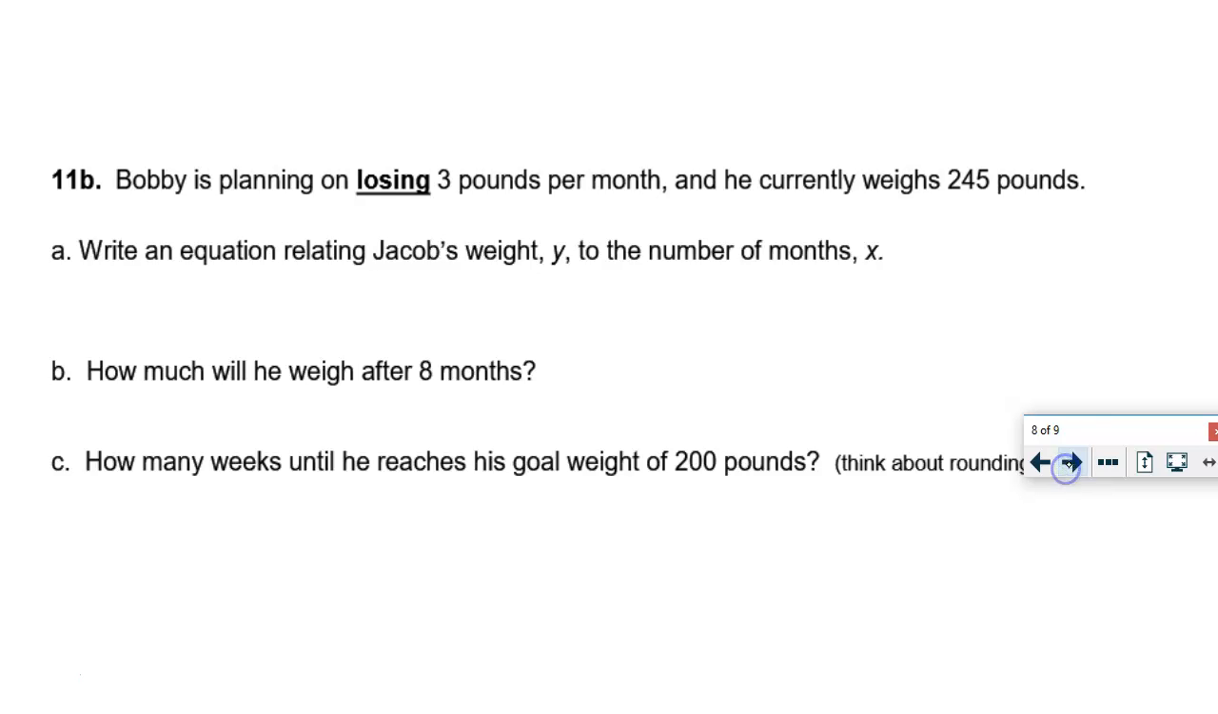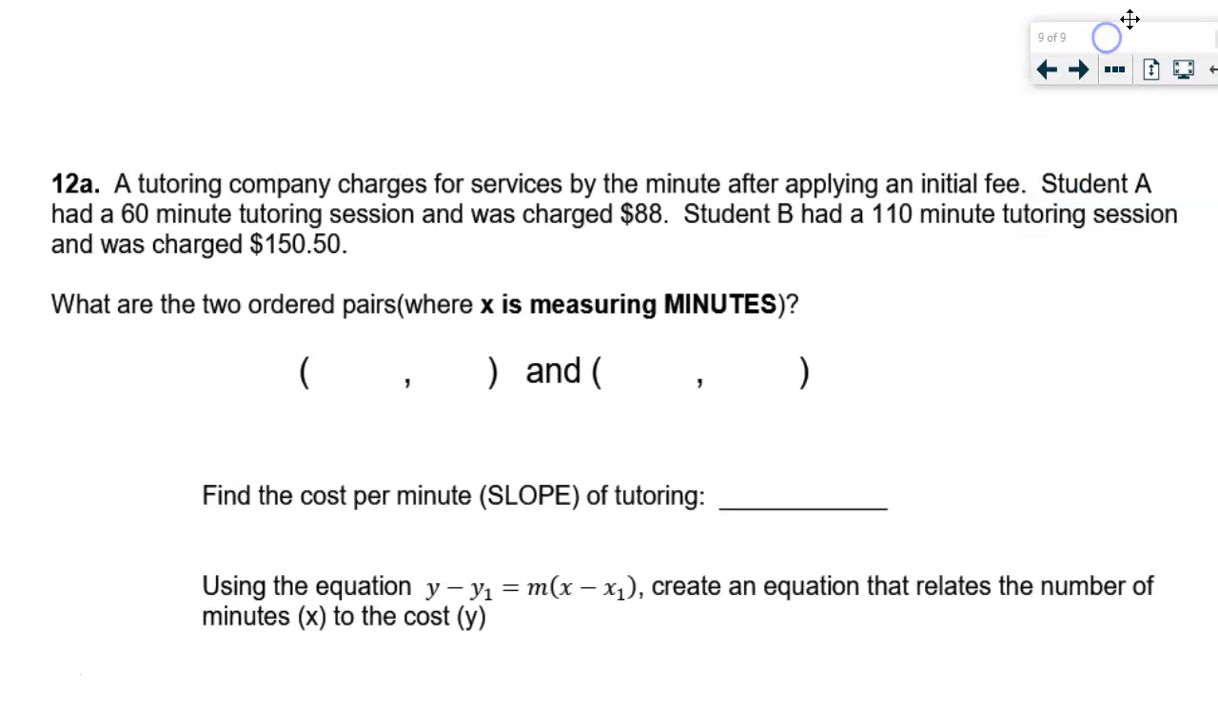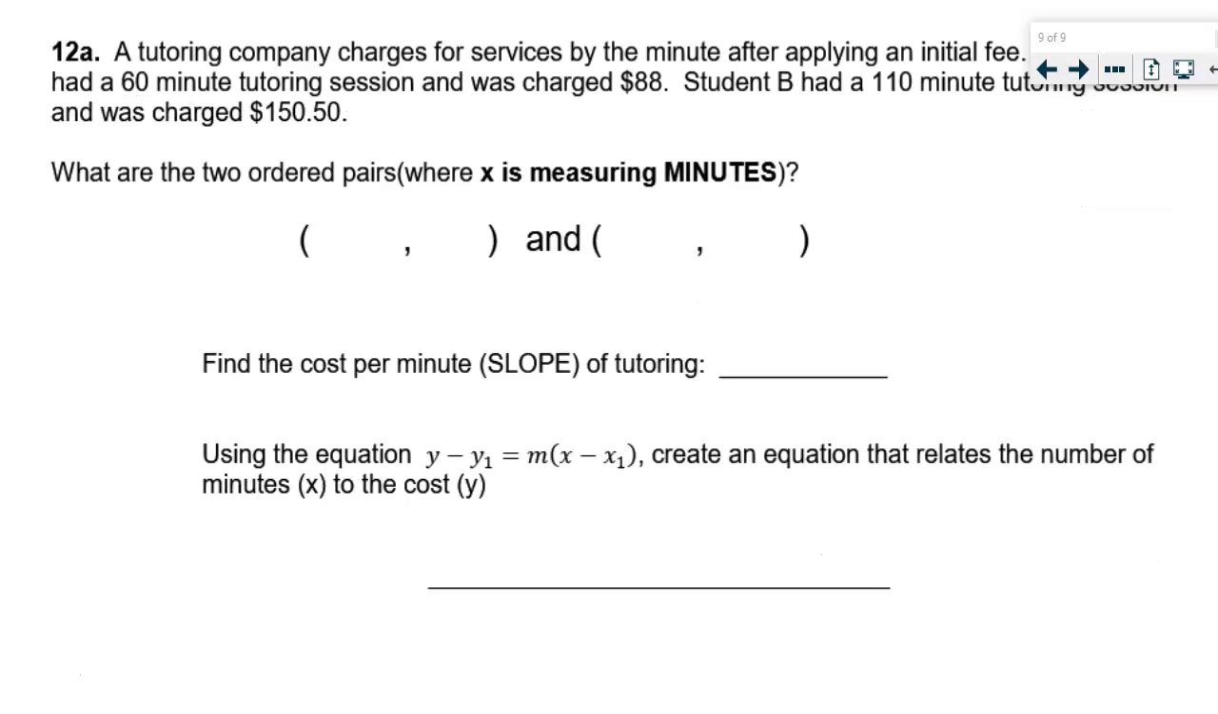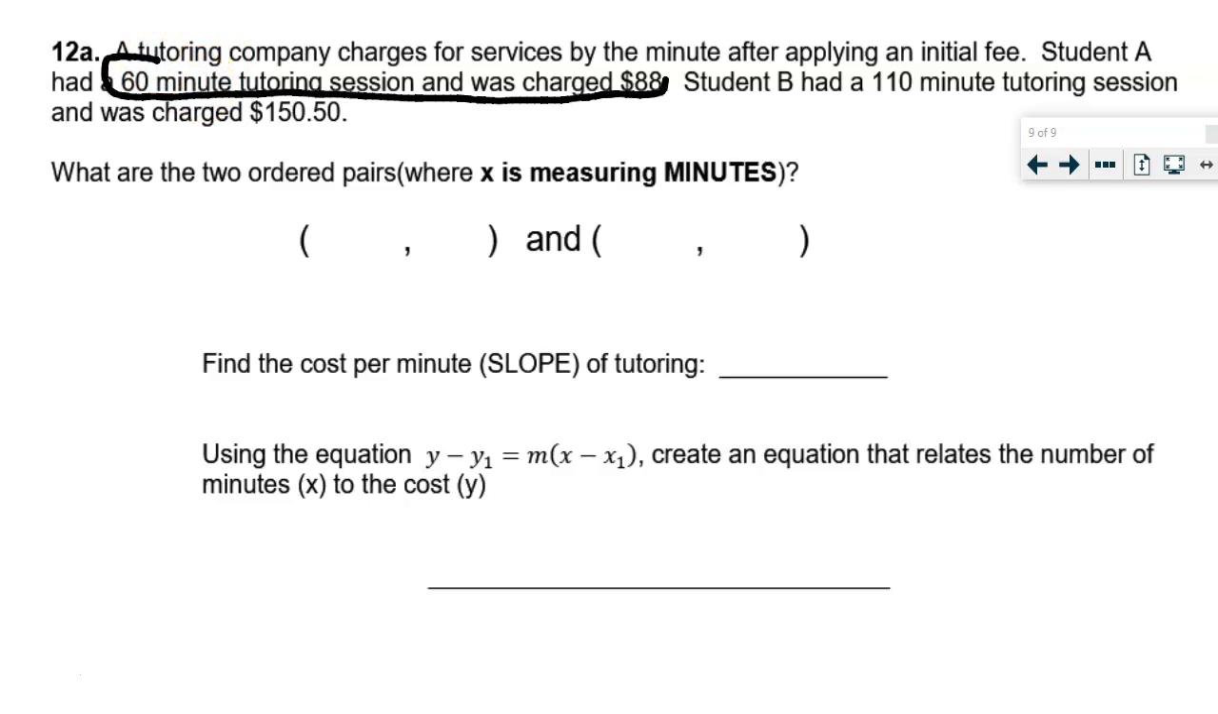I'm going to move on to question 12a, and that's the last one we're doing here on the review. So we have a tutoring company. It charges by the minute after applying an initial fee. Student A has a 60-minute tutoring session and was charged $88. So right there is an ordered pair. Before I write it down, I got to double check that I'm setting up the ordered pair properly. Student B has a 110-minute tutoring session and was charged $150.